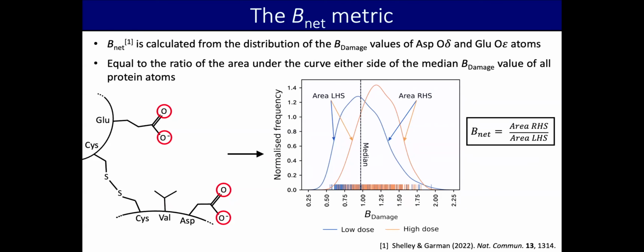In the plot on the right here, I've plotted the BDamage values of these side chain oxygen atoms for an undamaged structure in blue and a damaged structure in orange. And this black line here is the median BDamage value of all atoms in the structure. So what you can see is that when a structure is damaged, the BDamage values of these oxygen atoms shift relative to the median BDamage value of all atoms in the structure. To calculate BNet, we simply calculate the area under the distribution on the right-hand side of this median, and also the area under the distribution to the left-hand side, and then BNet is just the ratio of these two areas. So you can see that when a structure is damaged, the area on the right-hand side increases relative to the area on the left-hand side, and so BNet goes up.